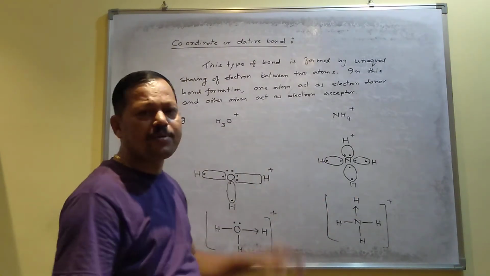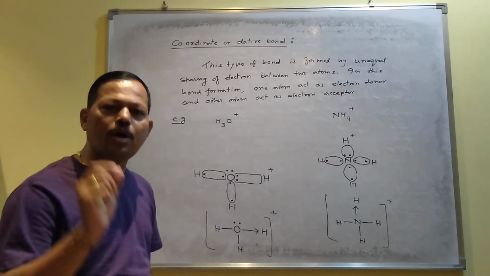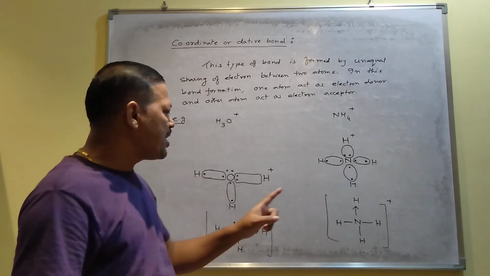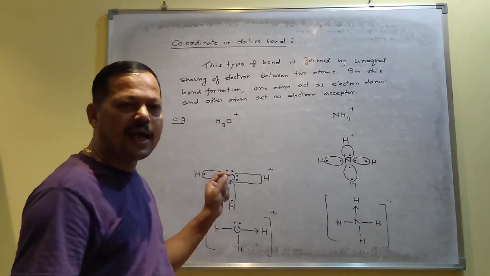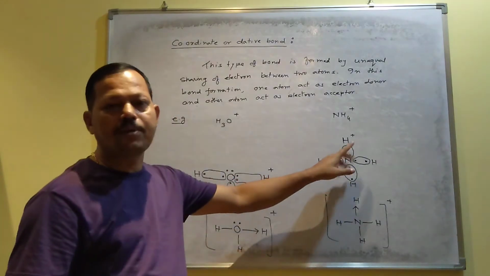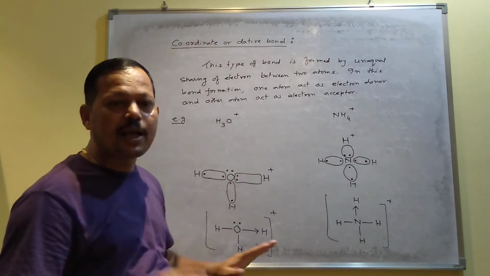Actually, this concept is applicable when you apply the octet rule. I think you know about the octet rule. After formation of a compound, the central atom always should have 8 electrons, and to make 8 electrons, you have to apply this dative bond concept. Then you can apply the octet rule.